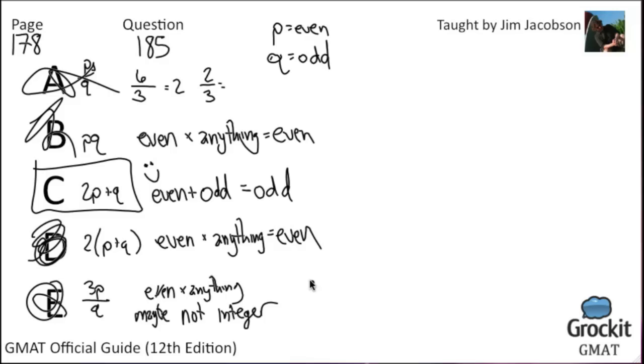On the real GMAT, especially if you're pressed for time, you could have just stopped after answer choice C, if you felt pretty confident of your reasoning, and saved yourself the time of going through the remaining 2 answer choices.